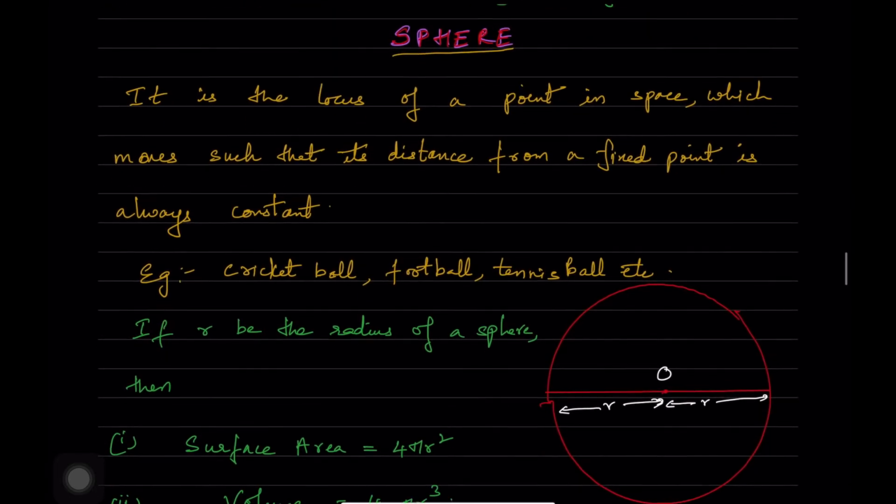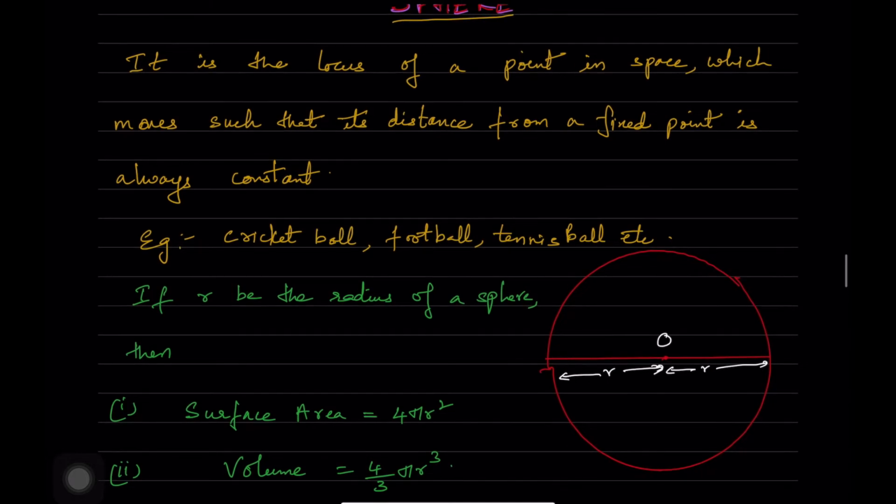Next, what is a sphere? It is the locus of a point in space which moves such that its distance from a fixed point is always constant. This is a fixed point, and if it is moving around in this way, you can see that all these points are such that their distance from the fixed point is always constant. That means it's equal. Wherever you take a point on the circle, this is nothing but the radius from the center, from that fixed point, and that is nothing but a radius which is always equal.